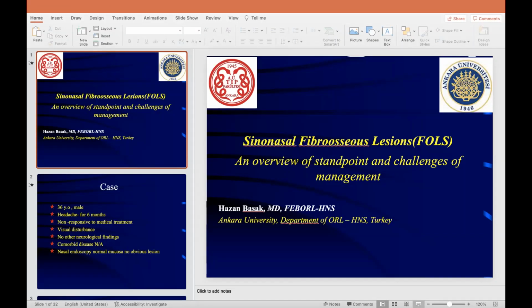On nasal endoscopy and physical examination, there was just normal mucosa, no obvious lesions in the sinonasal cavity. Then the neurological department decided to do a CT scan, actually a cranial CT scan. On cranial CT scan, they found a mass going inside the orbit, coming from the ethmoid sinuses, and they thought this is probably the reason causing the headaches, and referred to us.